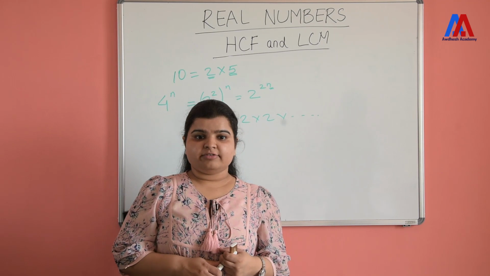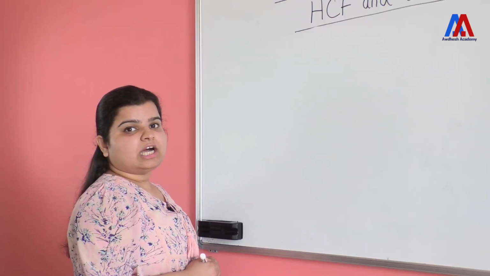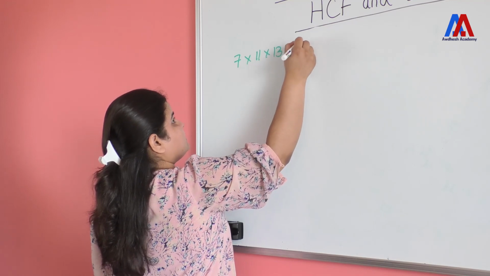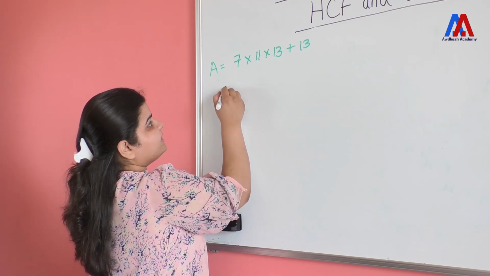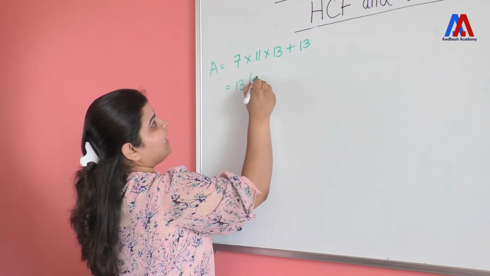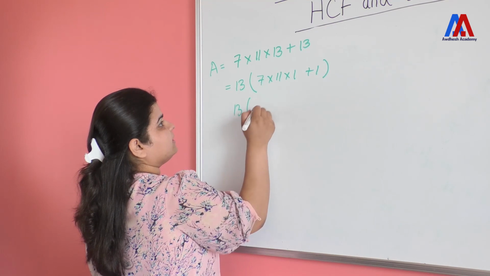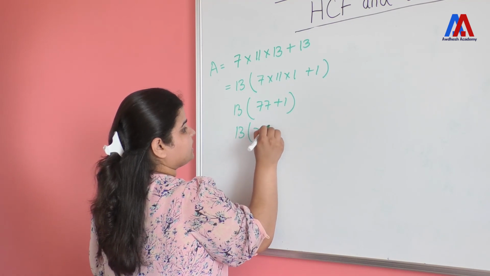Now, next we have: explain why 7 into 11 into 13 plus 13 and 7 into 6 into 5 into 4 into 3 into 2 into 1 plus 5 are composite numbers. So, our first number is 7 into 11 into 13 plus 13. Let this number be a. Now, we can take 13 common and we'll have 13 into (7 into 11 into 1 plus 1), which would be 77 plus 1, or 13 into 78.